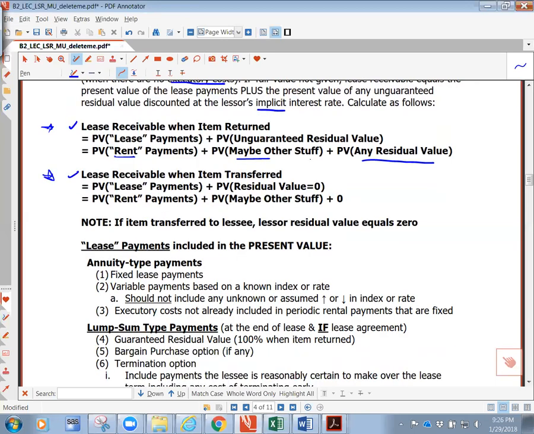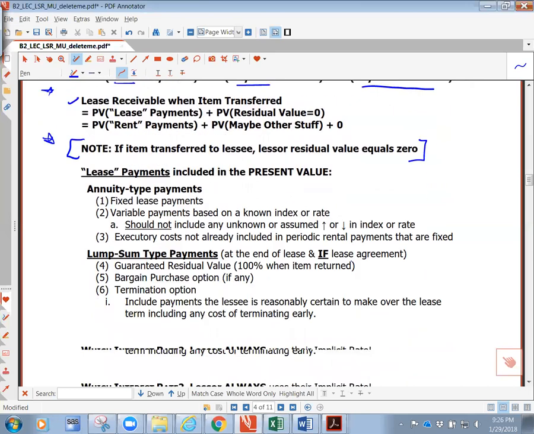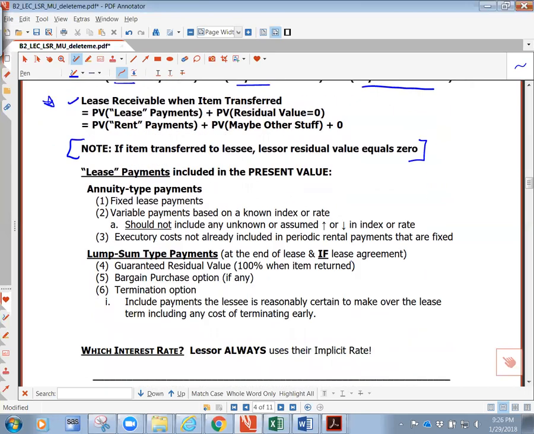I tell you again here, when the item is transferred to lessee, lessor residual value equals zero. There are some leases that transfer ownership where essentially it's lease to own. You're just entering a lease to end up buying it. So the lease payments, this is a GAAP definition.